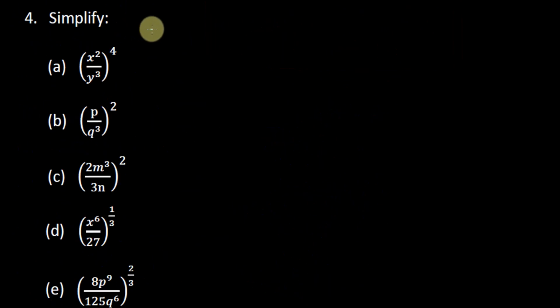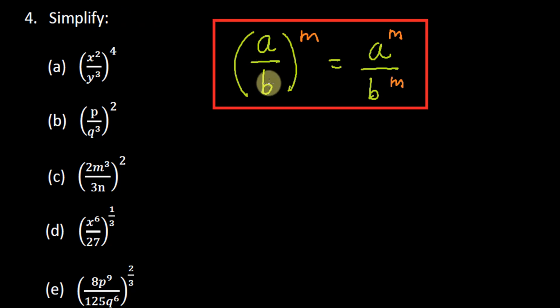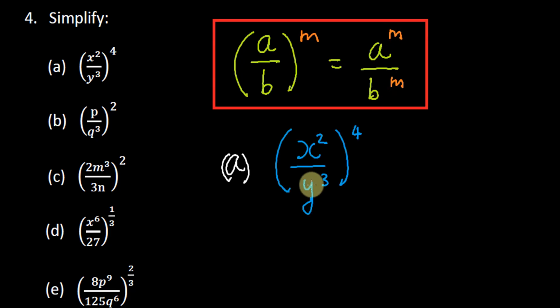So this question deals with the exponential law that says a over b all to the power m equals a to the power m over b to the power m. In other words, when we have a fraction that's raised to a power, we can apply the power to both the numerator and the denominator. So let's look at A.